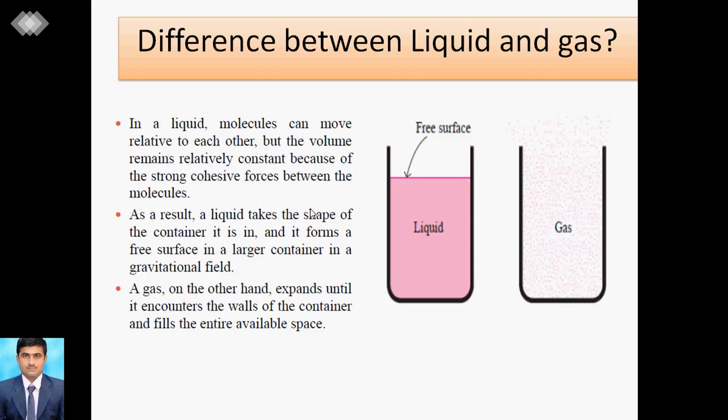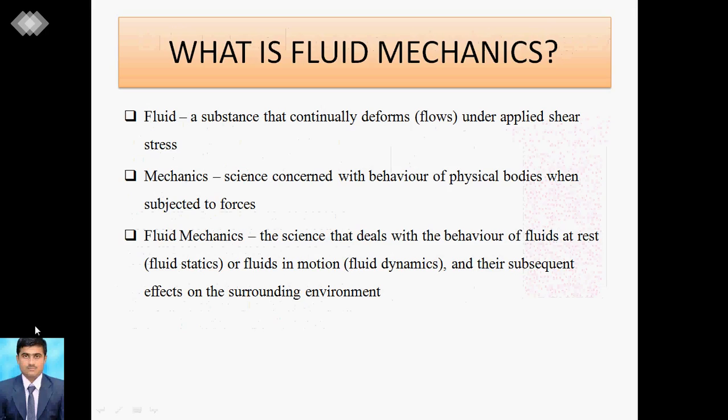The same is the case with gas. It can move over one another, but it can expand because of the lack of cohesive forces. There is no fixed volume, so it can occupy more space in the vessel. It does not have a definite shape because of the weak cohesive force. So this is the difference between liquids and gases.